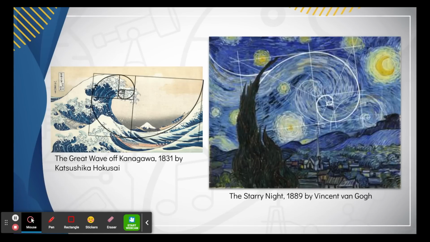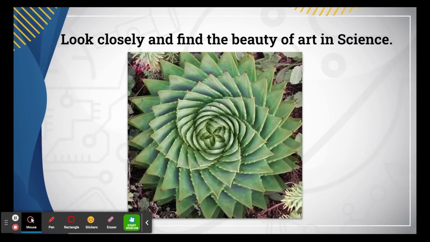Speaking of a Fibonacci pattern, this incredible great wave shows that Fibonacci spiral, as does Vincent van Gogh's Starry Night. Look closely and you'll find the beauty of art in science. Thank you for joining us today at 6th grade STEAM Camp, and we hope you continue to look closely and find beautiful things.